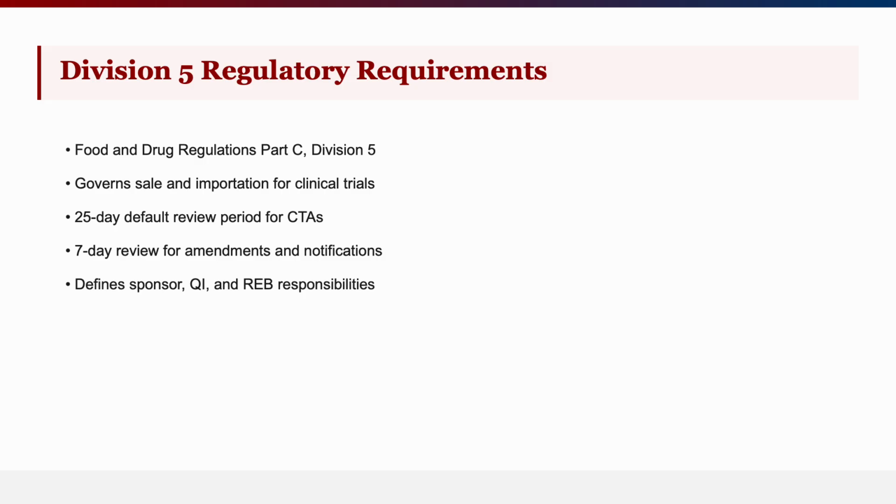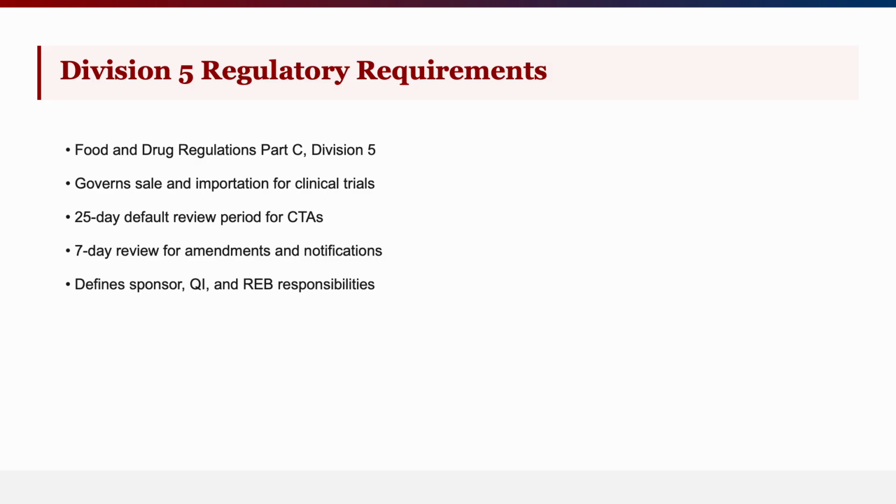If Health Canada doesn't issue a not satisfactory letter or request clarification within this period, the CTA is deemed authorized by default. However, you should not rely on default authorization; engage with any Health Canada requests promptly. CTA amendments and notifications have a shorter 7-day review period. Amendments are used for significant changes that require Health Canada review before implementation. Notifications are for changes that can be implemented immediately but must be communicated to Health Canada.